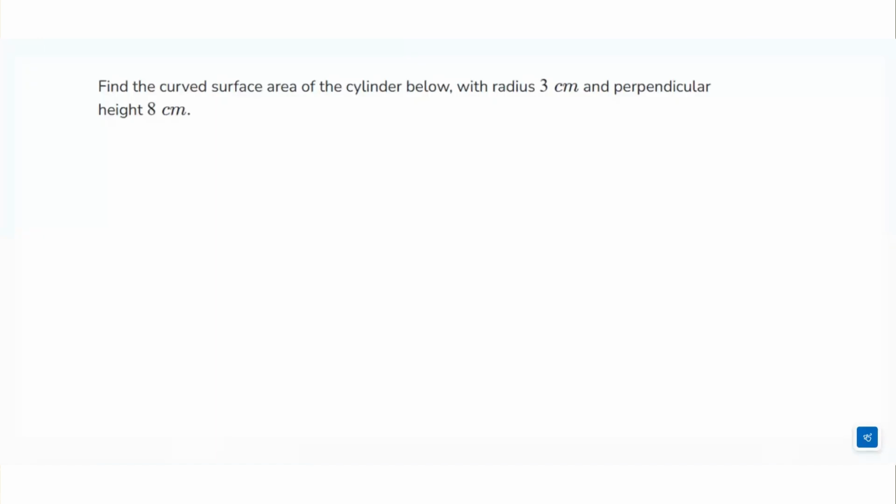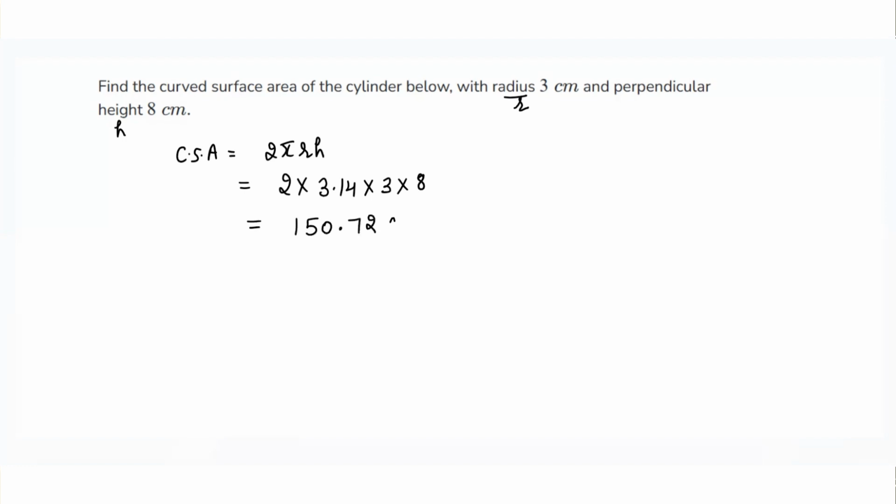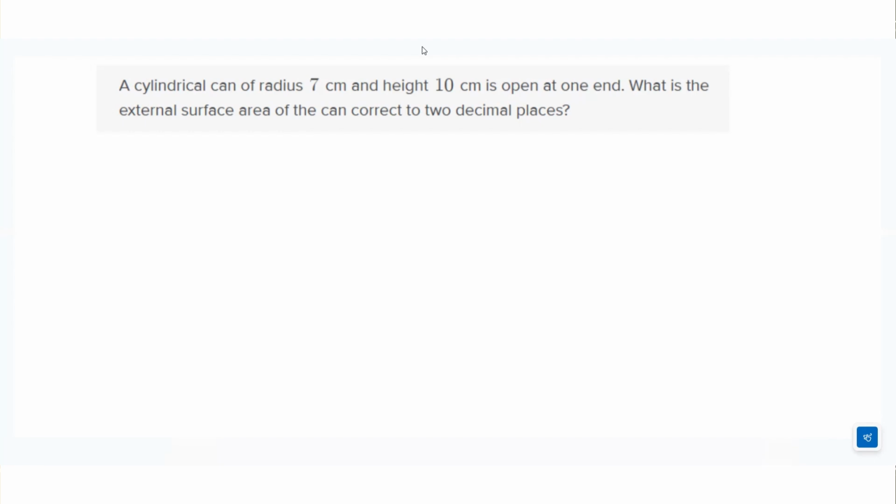The question is about the curved surface area. So here we have to use the formula. Curved surface area is equals to 2 pi rh, and we have to just substitute the values which are given. So radius is given 3 centimeter, height is given 8 centimeter. We'll put it here 2 into, in place of pi, 3.14 into 3 into 8. And when we multiply all these numbers together, we'll get 150.72 centimeter square.